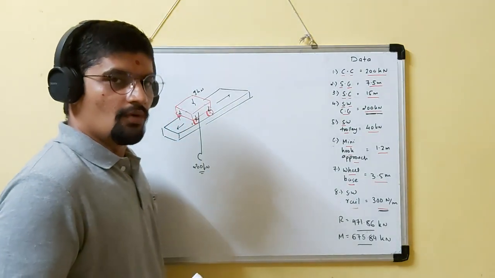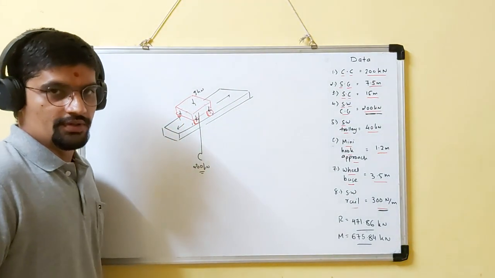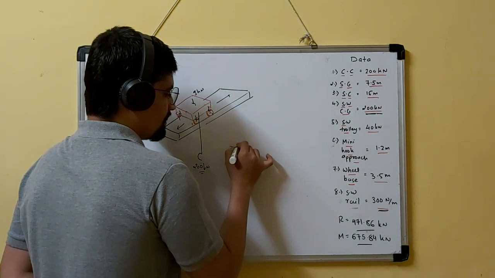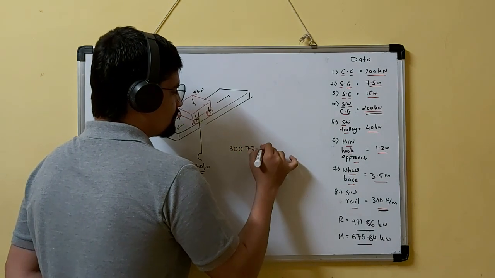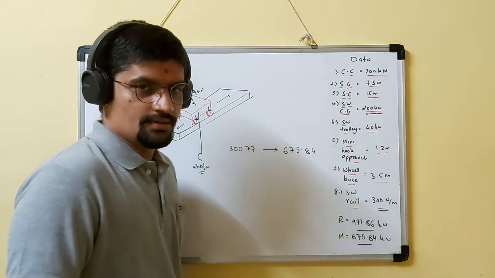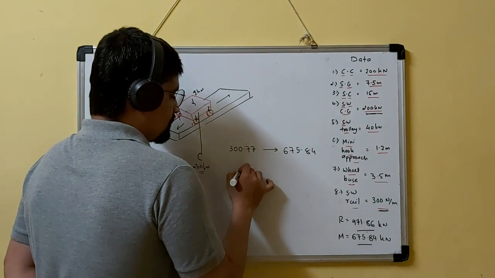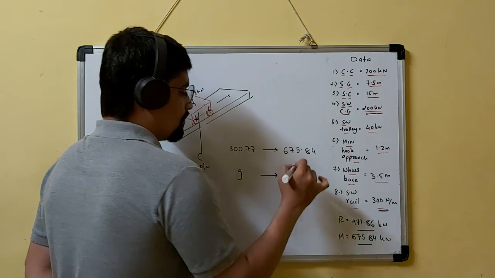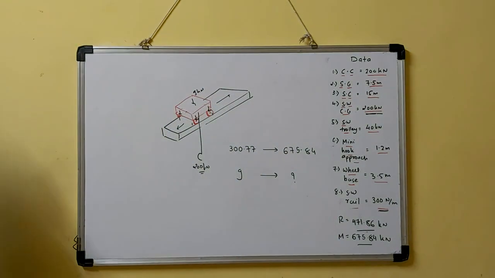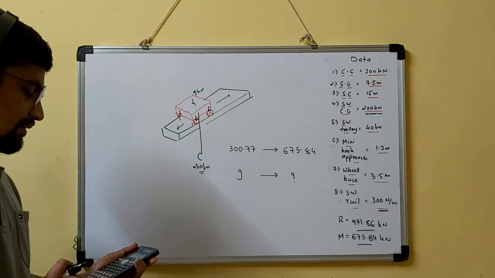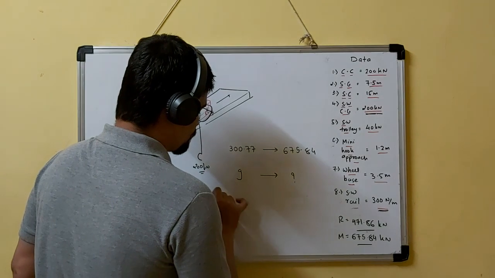So what will be the moment due to 9 kilonewton, the maximum wheel load? 300.77 produced a moment of 675.84 kilonewton into meter on the gantry girder. So the maximum wheel load of the trolley, which is 9 kilonewton, what moment will be produced by this? Let's calculate: 9 into 675.84 divided by 300.77.